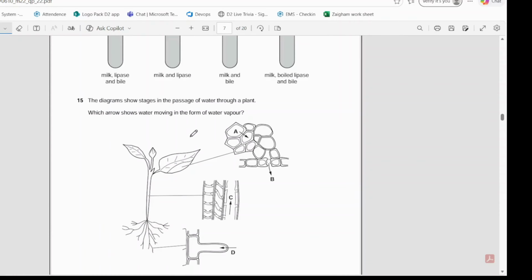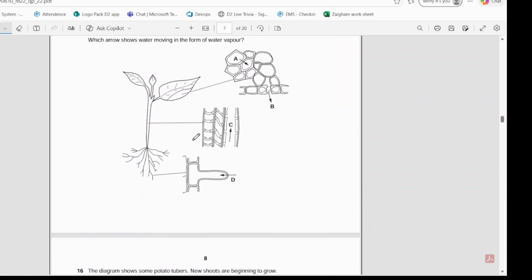This diagram shows stages in the passage of water through the plant. Which arrows show water moving in the form of water vapor? B is water vapor, which is the transpiration.